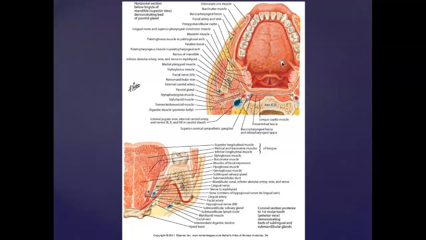Circum means surrounded by, vallate means moat. Maybe they thought that looked like they were surrounded by a moat because they do kind of have that inverted V shape to them. These are going to be much more sensitive to the bitter taste.